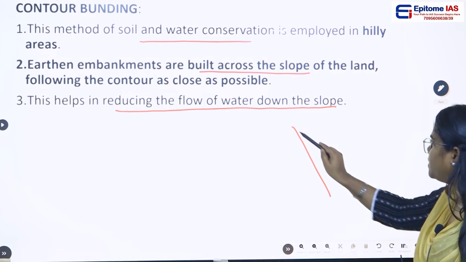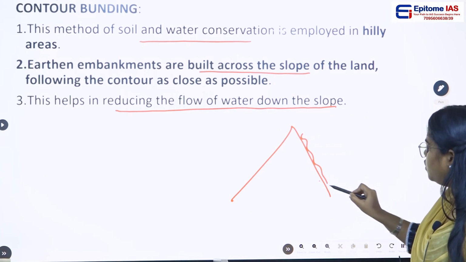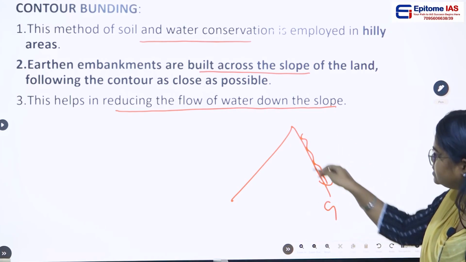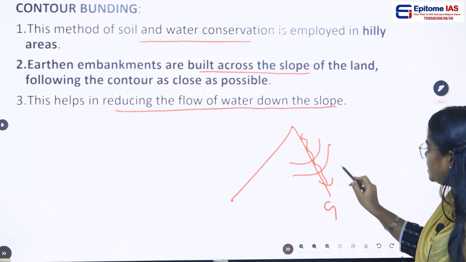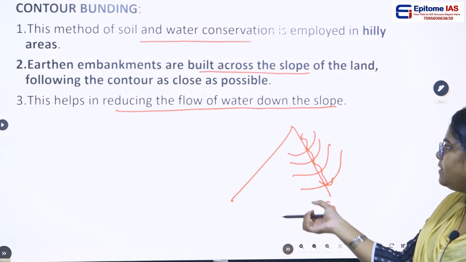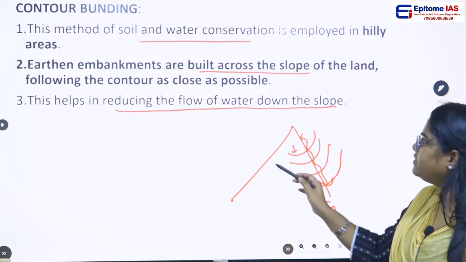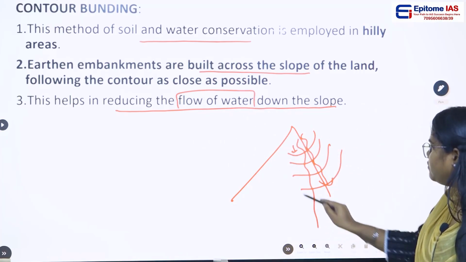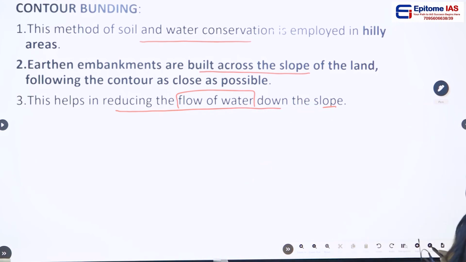Let's say this is a slope. We have the mountain, and the water flow or the soil erosion happens very easily because we have gravity, and this is a slope. So what they do is some sort of contour bunding like this, so that it will preserve the soil and help reduce the soil erosion. And if you are putting water also, it will help reduce the flow of water. Otherwise, what will happen? The water will flow very fast due to gravity. So this is contour bunding.